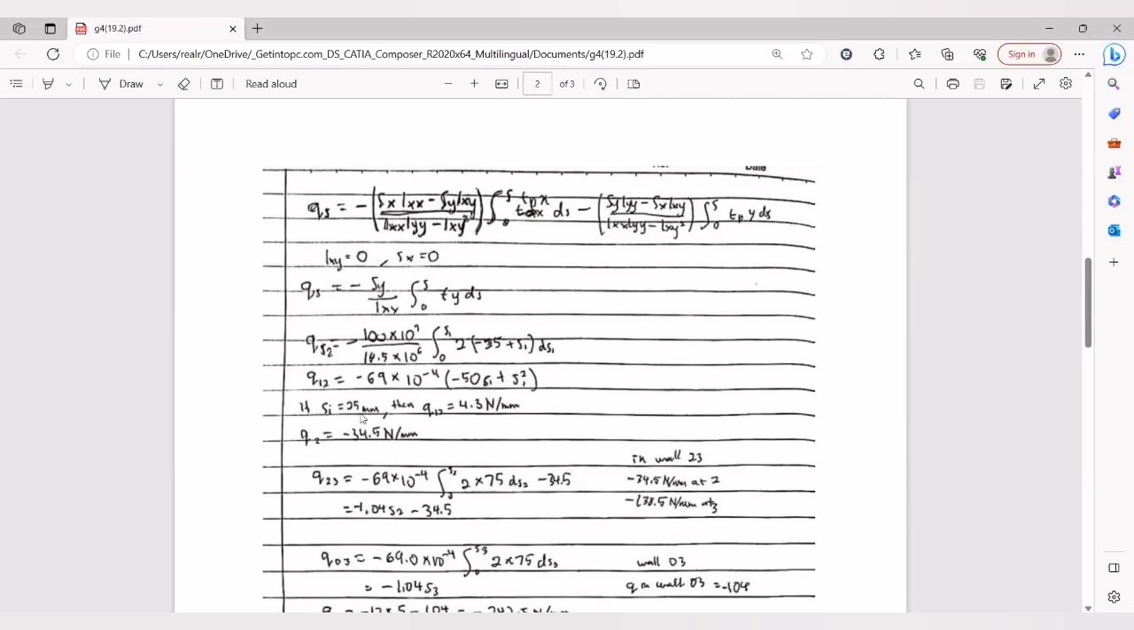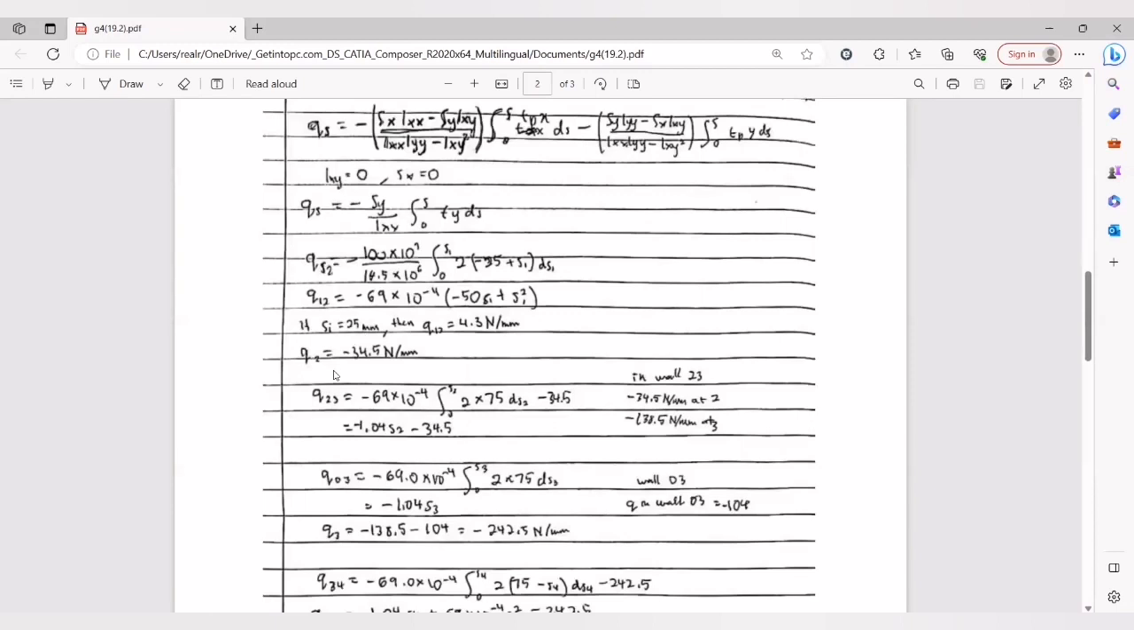If S1 is 25, then Q from point 1 to point 2 is going to be 4.3. Based on that, we get Q2 equal to negative 34.5. After getting Q2, we can calculate the Q from point 2 to point 3.